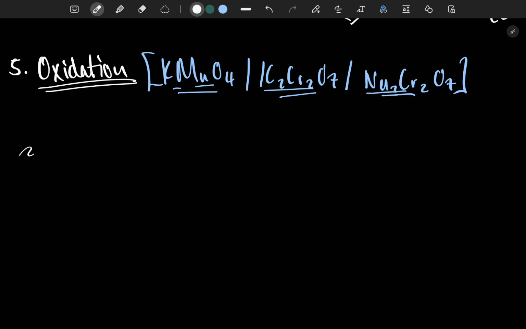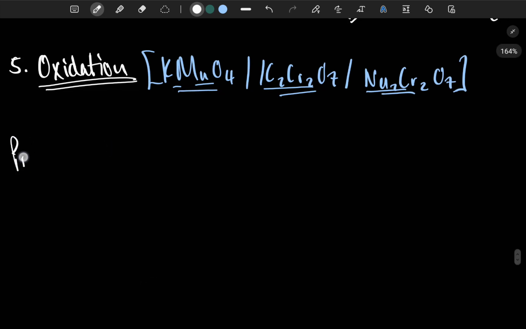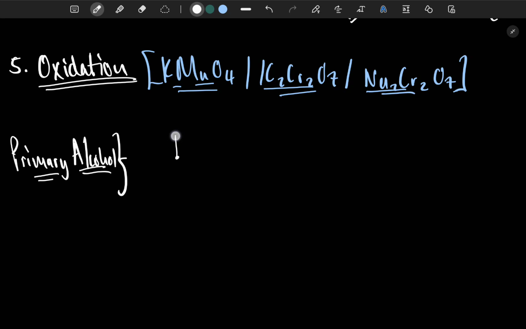So basically, we'll do the cases. Okay, case one is if you have a primary alcohol. Then you are going to oxidize it all the way to a carboxylic acid, because in a carboxylic acid you'll have your carbonyl group at the last carbon. So basically we'll have something like this. Let's have it like this.